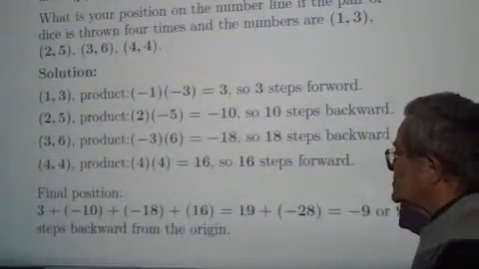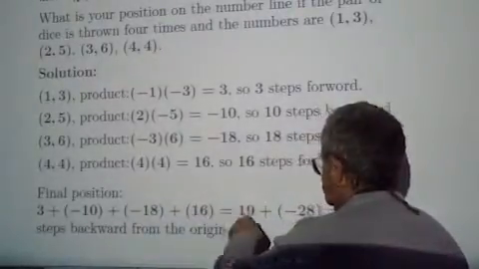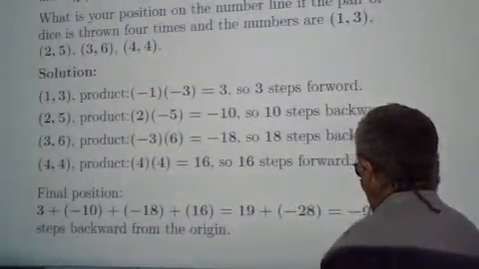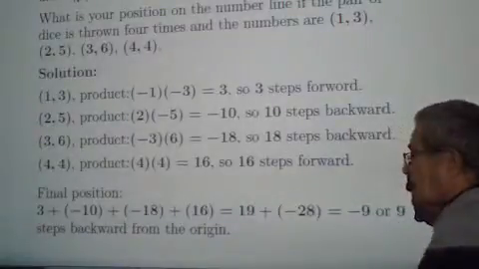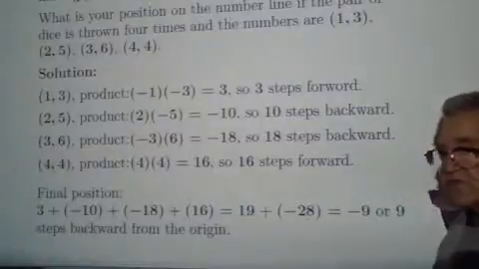What is your final position? 3 plus negative 10 plus negative 18 plus positive 16. 19 minus 28, or negative 9. You are 9 steps backwards from where you started.